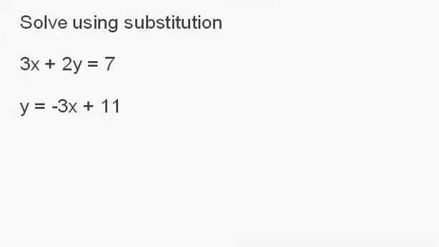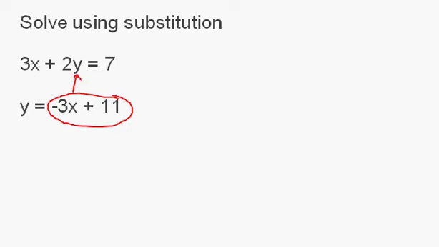Solve using substitution. We have a system of equations: 3x plus 2y equals 7 and y equals negative 3x plus 11. Our first goal is to see if we have a variable that's by itself, which we do. We have y by itself in the second equation. So we are going to circle whatever y equals. In this case, it's negative 3x plus 11. Now we're going to substitute it into the first equation.